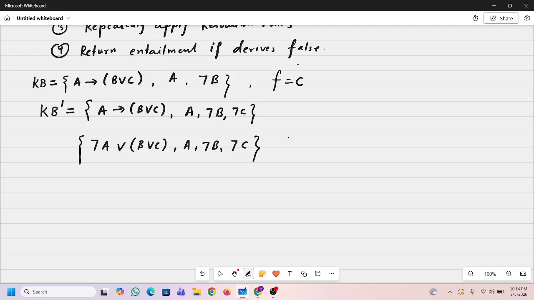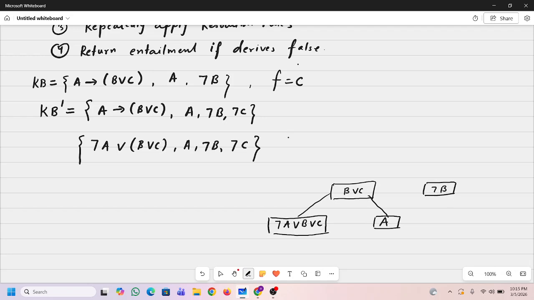If I take this particular part, negation of A or B or C, that is one thing we have, and in the second part I have A. Negation of A and A will get cancelled as we have discussed, and then I will have B or C. Now if I start with negation of B, then B and negation of B cancel each other, and I will be left with C.